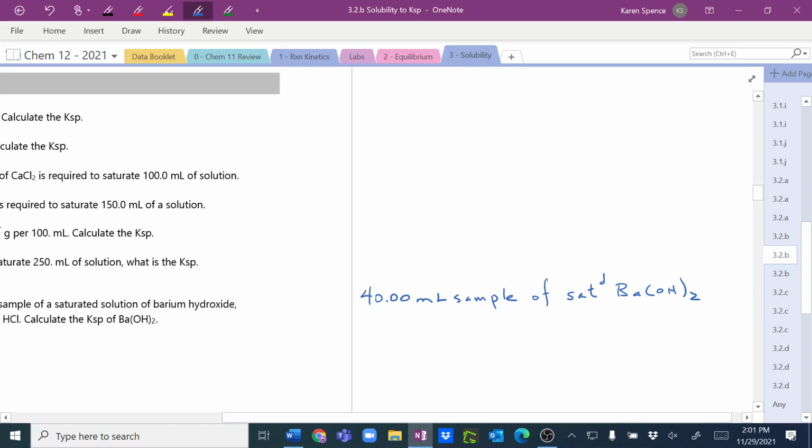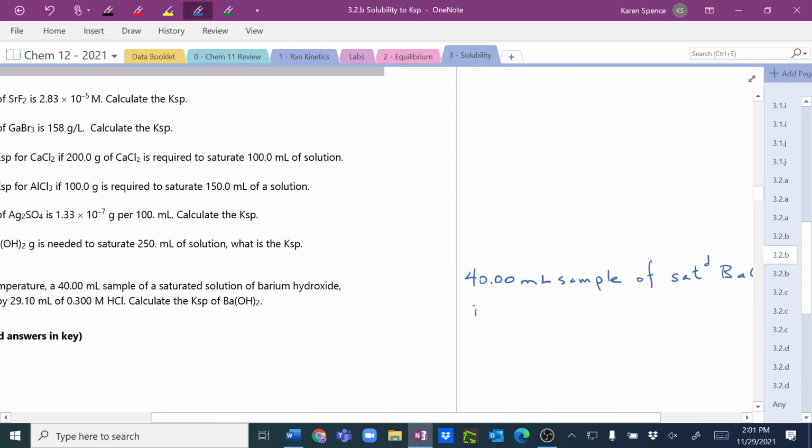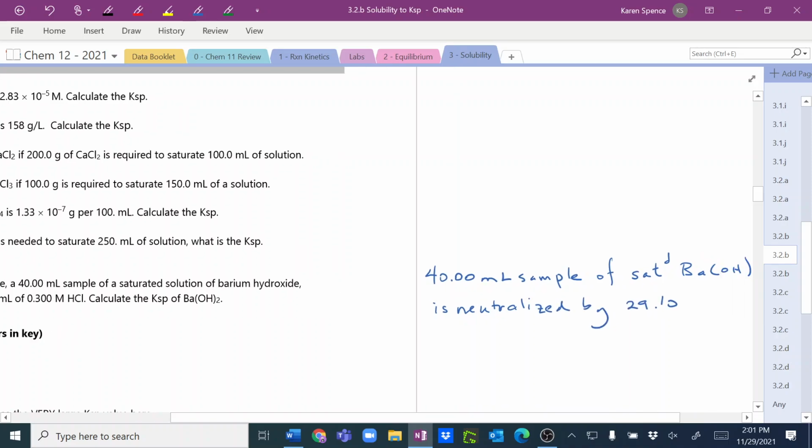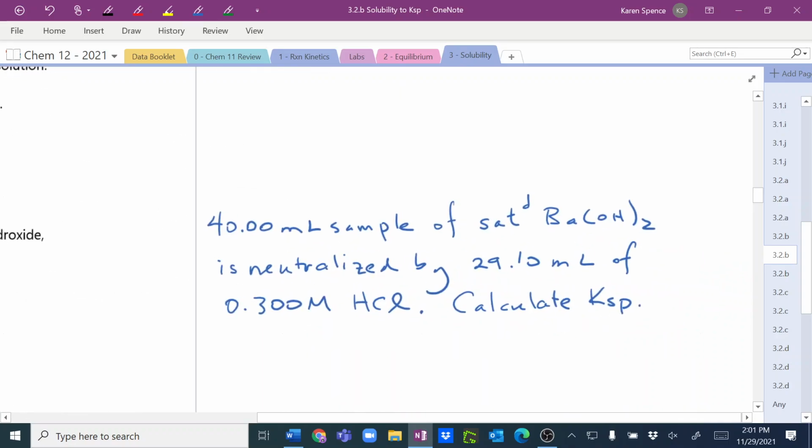I'm just rewriting down the question over here so that I can work it over there. Is neutralized by 29.10 milliliters of 0.300 molar HCl. Calculate Ksp. Now this one's a little weird because this is not what we normally see when it says calculate Ksp.